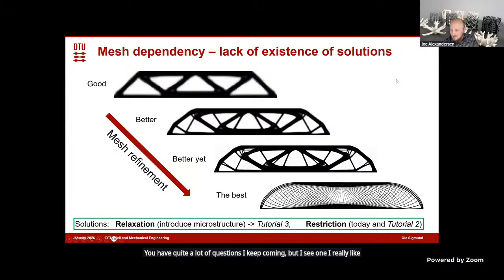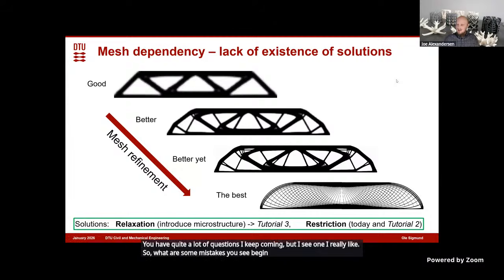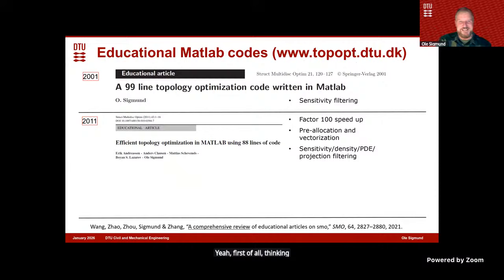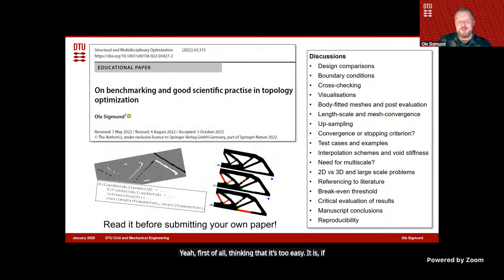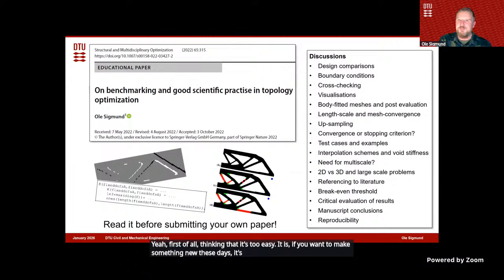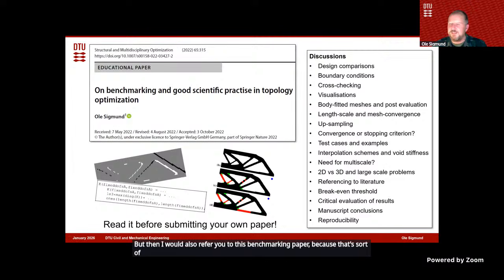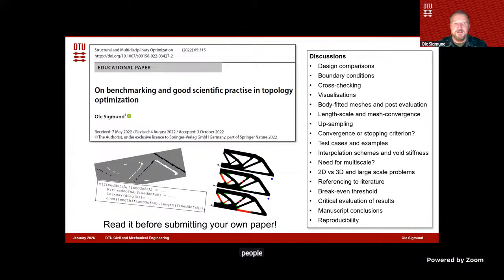What are some mistakes you see beginners make when they enter into density-based topology optimization? First of all, thinking that it's too easy. If you want to make something new these days, it's actually not easy anymore. But then I would also refer you to this benchmarking paper, because that's a result of my many years as a reviewer, reading all kinds of stuff by often people new in the field who make various claims of convergence or improvement compared to existing work.